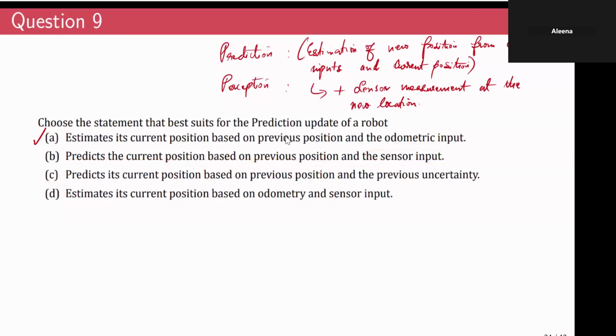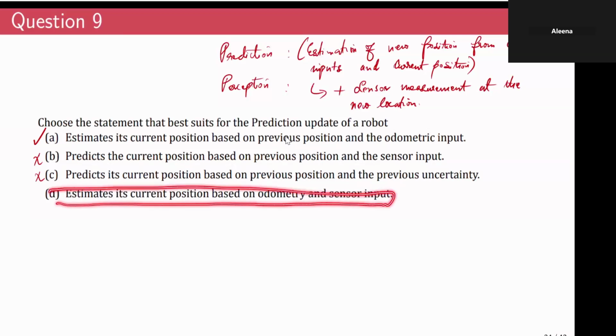So that is indeed false, because prediction does not have anything to do with sensor input. Then predicts the current position based on previous position and previous uncertainty. That is also not exactly true. That is also false. And option D says estimates the current position based on odometry and sensor input.